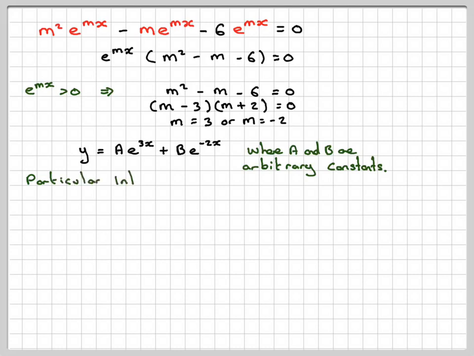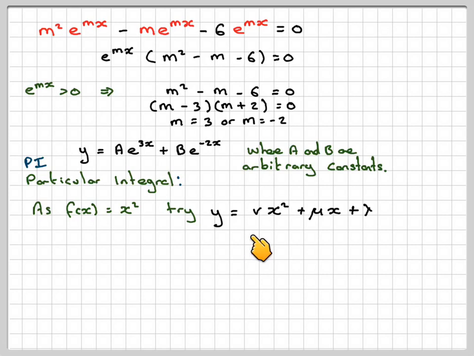Okay, so the next bit is we need to find the particular integral, PI. As f of x is equal to x squared, the bit on the end, you need to try y is equal to v x squared plus mu x plus lambda. So if we take our guess and differentiate it, we get 2vx plus mu, nothing from the constant, and if we differentiate again, we're just going to get 2v.